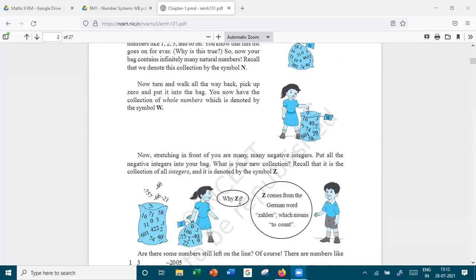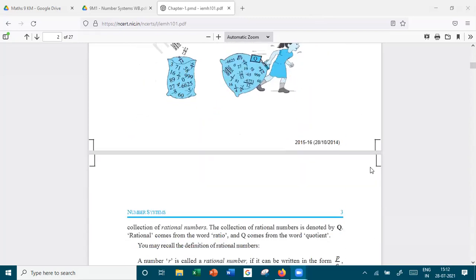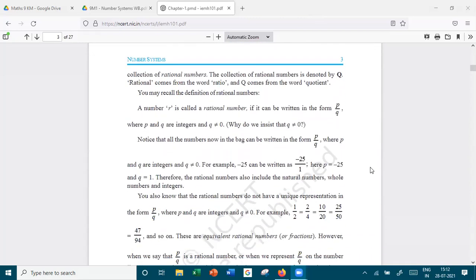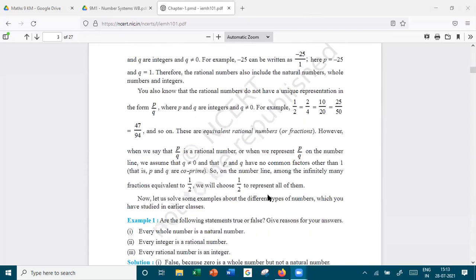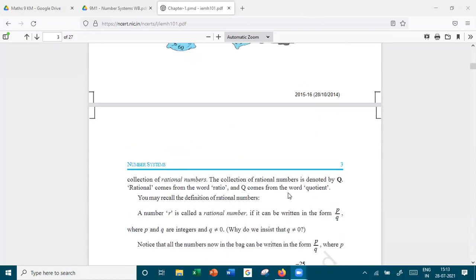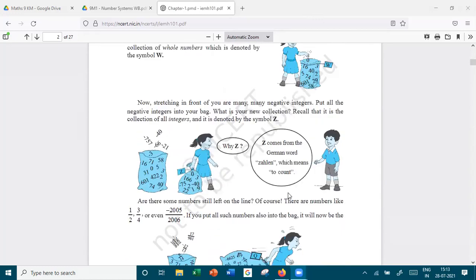And how did Z come into the picture? They have written it here. It comes from the German word Zahlen. I am not sure how to pronounce it, which means to count. So integers is Z, and then you have rational and irrational. We'll come to this part. Oh, they haven't told you anything about real numbers.